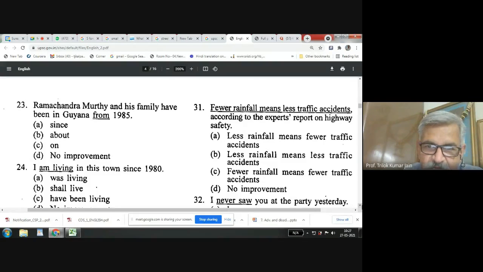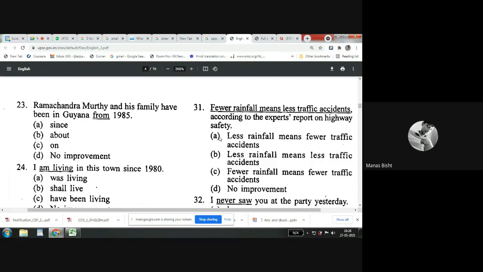Since 1985. Perfectly right. Fewer rainfall means less traffic accidents, according to experts report on highway safety. What is the correct answer? Fewer rainfall means less traffic accidents. So instead of fewer rainfall, we will use less rainfall. Less rainfall means fewer traffic accidents. Answer is A.